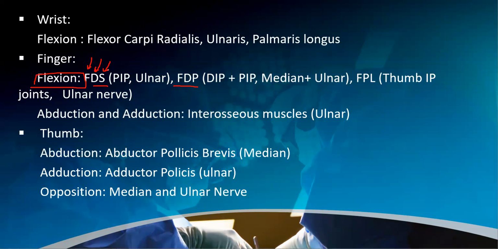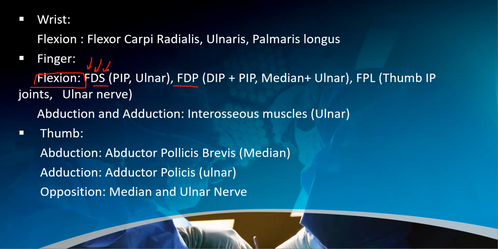So which tendon or which muscle flexes the finger? Flexor digitorum. Then we have flexor digitorum superficialis and profundus. Profundus is a long muscle. It has 4 tendons and it gives supply to all your second, third, fourth, and fifth fingers.